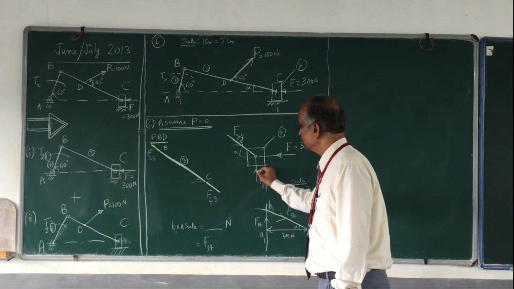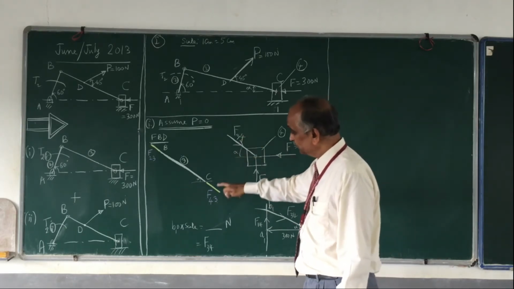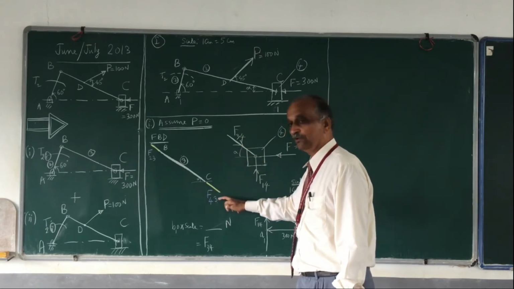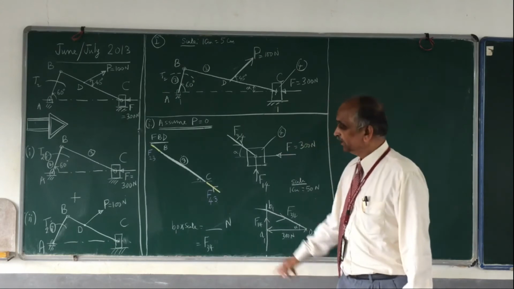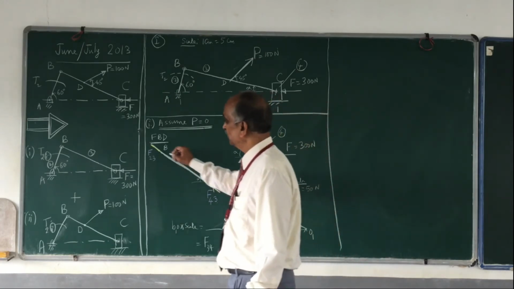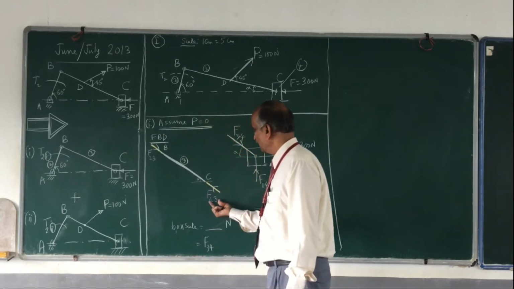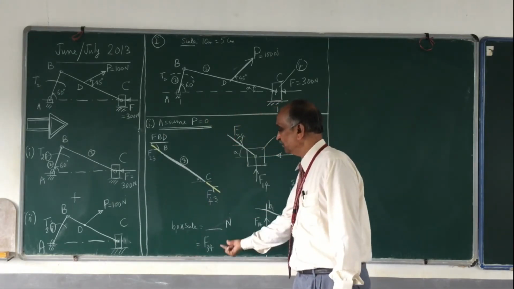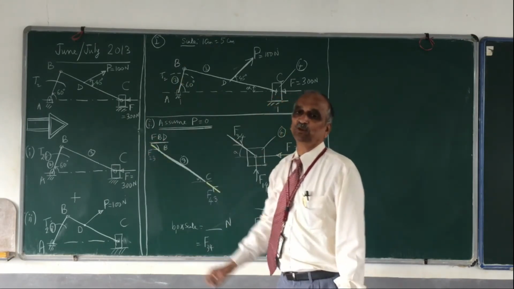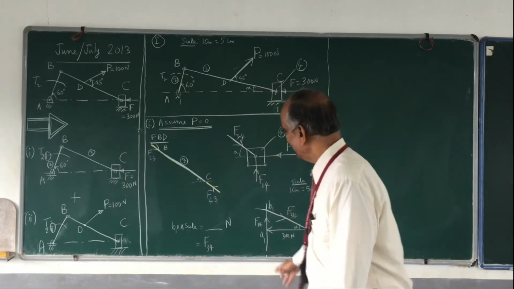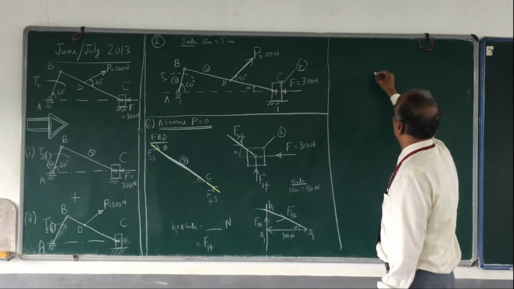F14 upwards. So once you know F34, what do you know? You know F43. F34 and F43 are equal and opposite. If you know F43, you know F23. The magnitude of F43 is the same as F34, which is the same as F23, the same as F32 also. Okay, so now I have to continue with the free body diagram of link number 2.